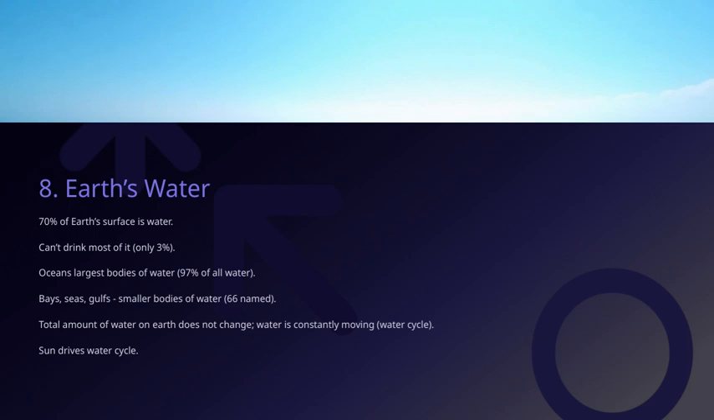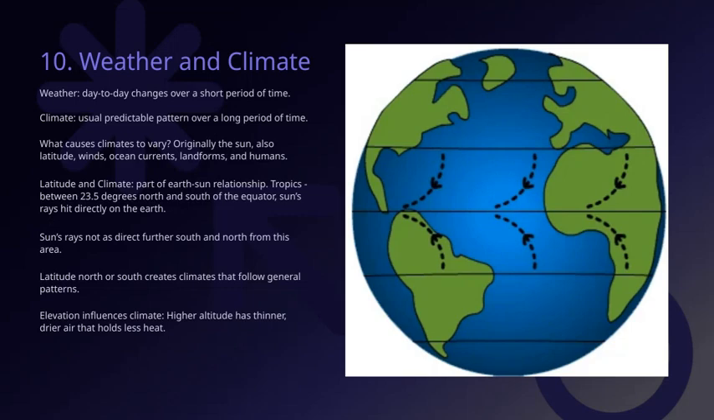Let's talk about how elevation influences climate. When you're at higher altitudes, the air tends to be thinner and drier, which means it holds less heat. That's why mountain regions are often cooler and drier compared to sea-level areas.